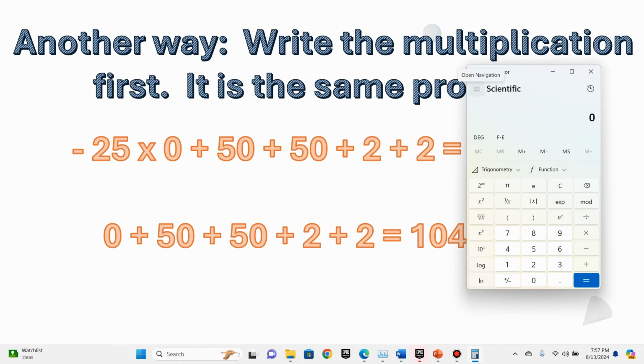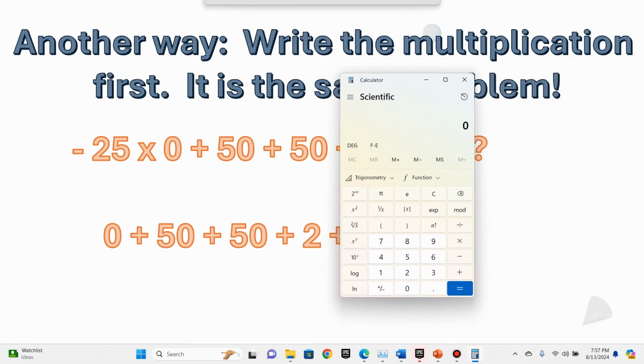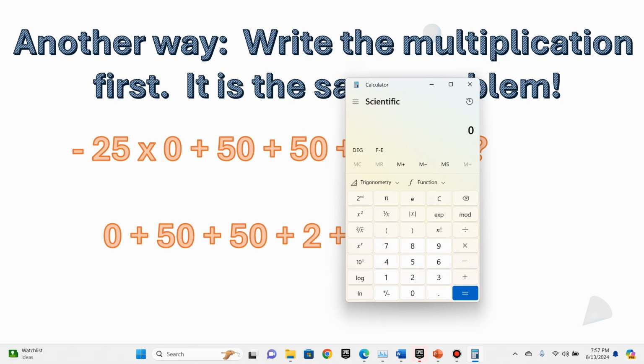Now, you can switch a calculator over. This calculator is on a Windows 11 machine. I can switch that to scientific mode, and I can go 50 plus 50 minus 25 times 0. Now, look at this already. You can see that it's keeping all that information, right? Plus 2 plus 2. See that? If you look at what's being typed in, it's still there. If you looked at what I was doing on the standard mode calculator, that was not the case. Now I hit the equal sign, and you get 104, which is the correct answer.